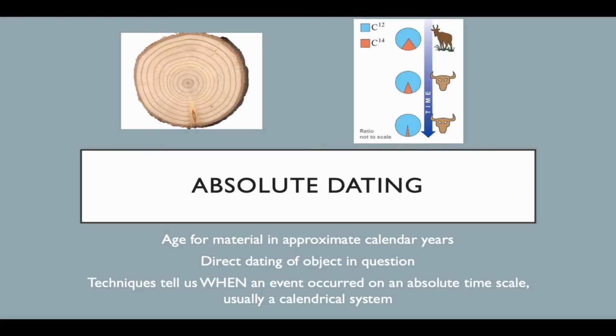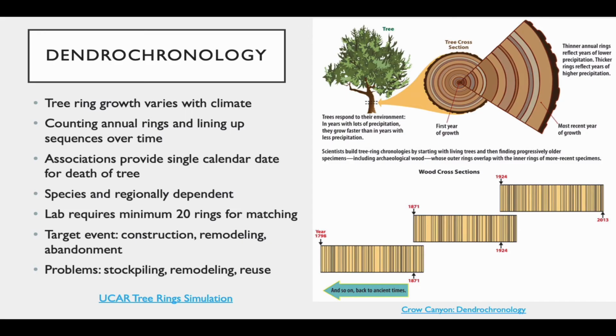All right, next up is absolute dating. And these are dating techniques that determine the age of a material in approximate calendar years. So these are direct dating methods of the object in question. It's no longer dating an entire layer and using the context of that information. These techniques tell us when an event occurred on an absolute timescale, usually using a calendrical system.